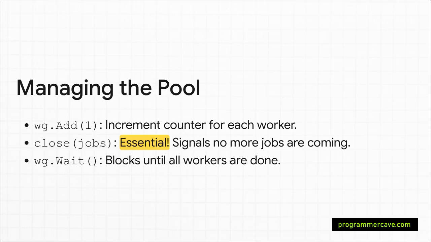And in our main function, we're managing the pool. It's a three-step dance. First, for every worker we start, we call wg.Add(1) to increment our counter. Then, after we've sent all the jobs, we must call close(jobs). This is like telling the workers, all right, folks, no more work is coming. If you forget this, your workers will wait forever. That's a deadlock. Finally, we call wg.Wait(), which just blocks and waits until that counter hits 0.